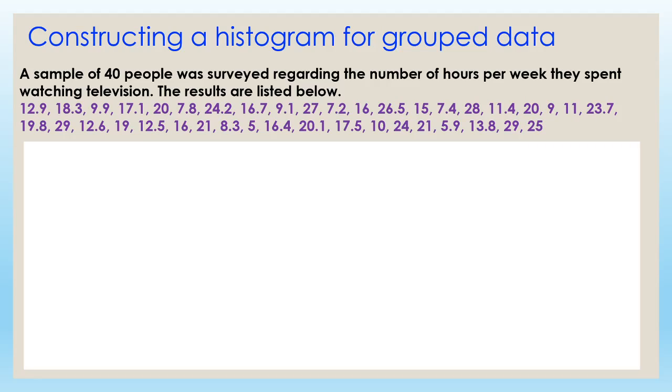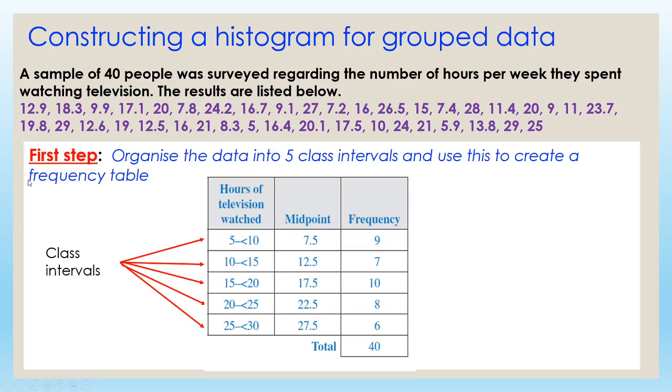So here are 40 people surveyed for the number of hours they spent watching television. Now we can see this is continuous data because we've got decimal numbers here. So first off, we're going to organize the data, and we're going to use 5 intervals, jumping up in values of 5. So we have from 5 to 10, 10 to 15, 15 to 20, 20 to 25, and 25 to 30.